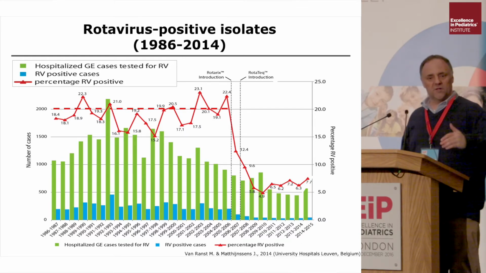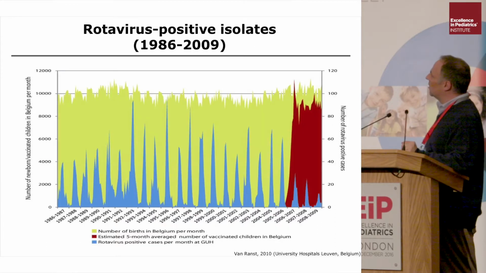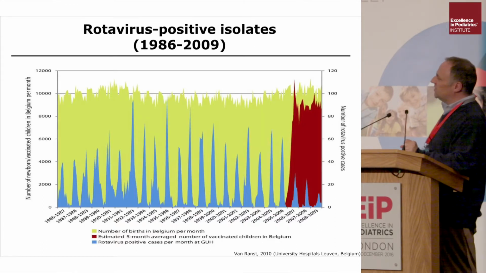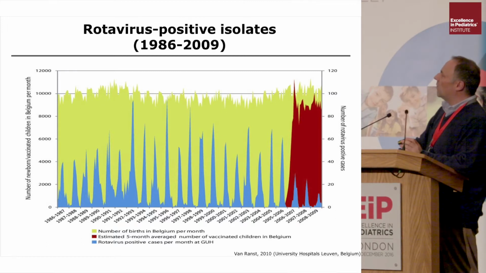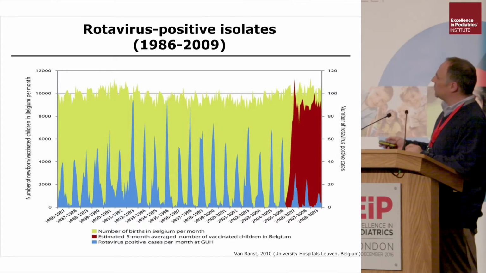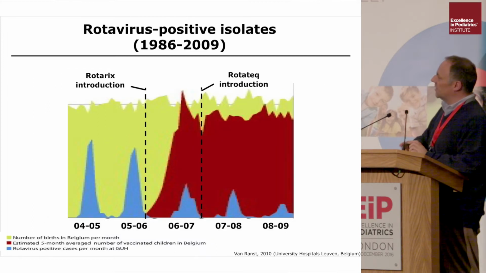So it went down from 20 to 6%, and the total numbers went down. What you see here are the number of rotavirus positive cases in blue at my hospital since 1986. What you see in green is the number of births in Belgium per month, and what you see in red is the uptake of the vaccine in 2006.